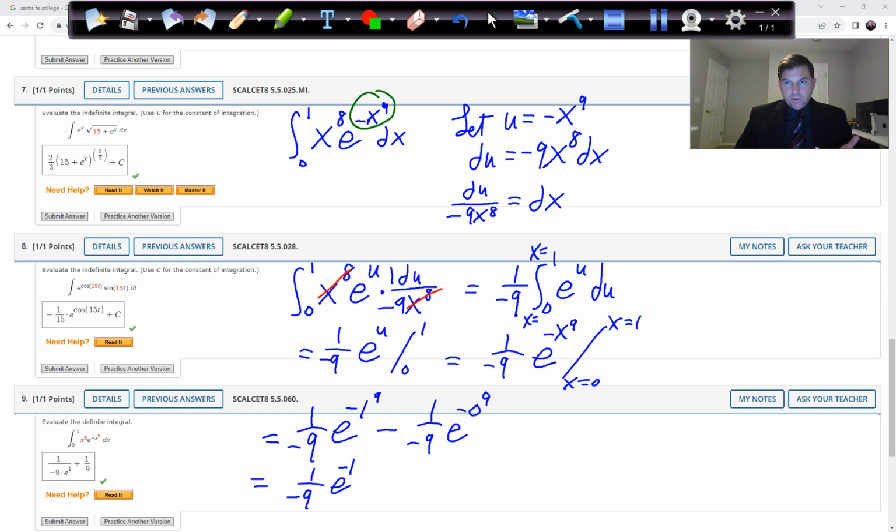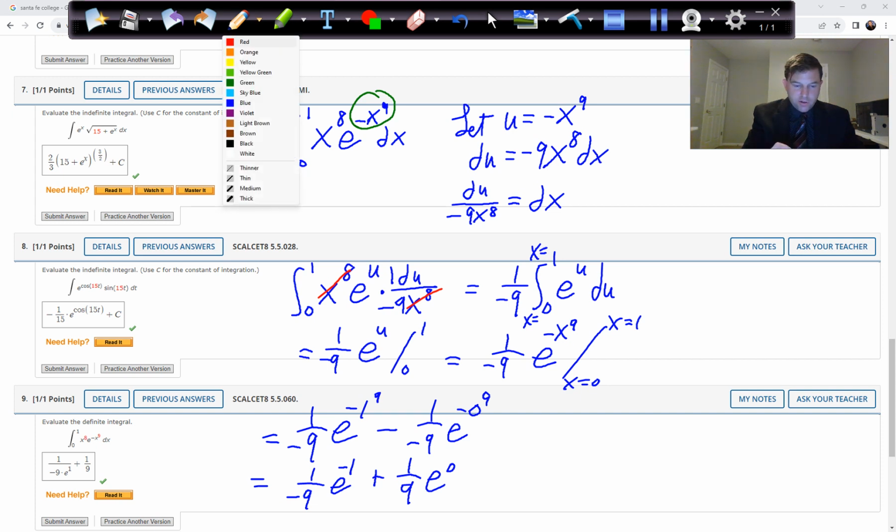And it turns out in this one you'll get minus 1 no matter what, but if that was an even power, you might get that wrong. Okay, so this is e to the minus 1, double negative here, plus 1 over 9. This would be e to the 0, because 0 to any power is 0, and the minus sign on that's not going to change it. Now any number to the power 0 is 1.